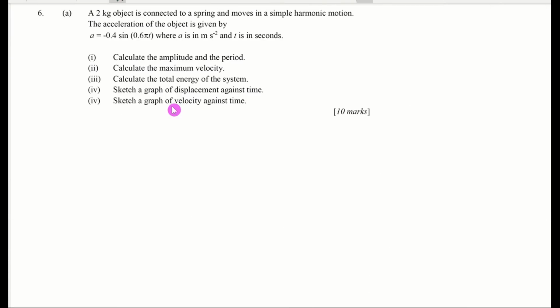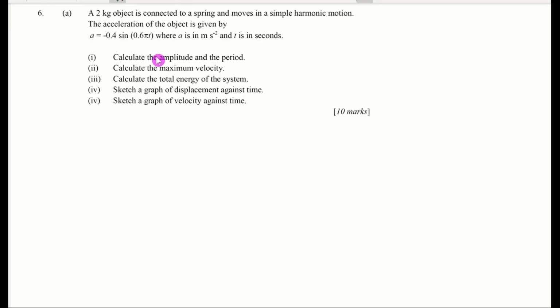Alright, so now let's continue with question number 6. Here we have 2 kg. We start with question 6a first. A 2 kg object is connected to a spring and moves in simple harmonic motion. Given here is the acceleration equation in terms of time, where a is in meter per second squared and t is in seconds.